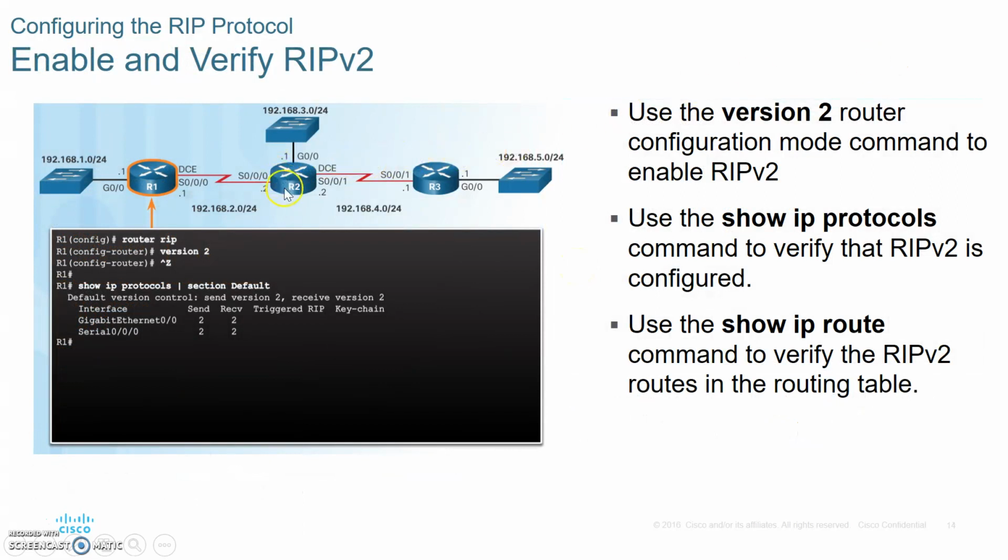To run version 2, the command is very simple. Under the router rip prompt, you just run the command version 2. This asks router R1 to run version 2. Take note that version 2 and version 1 are not compatible with each other, so if you need to run version 2, you must run it on all your routers in that domain. Do a show ip protocol to show that it's currently sending version 2 and receiving version 2, and do a show ip route to make sure that your routes are being received in your routing table.